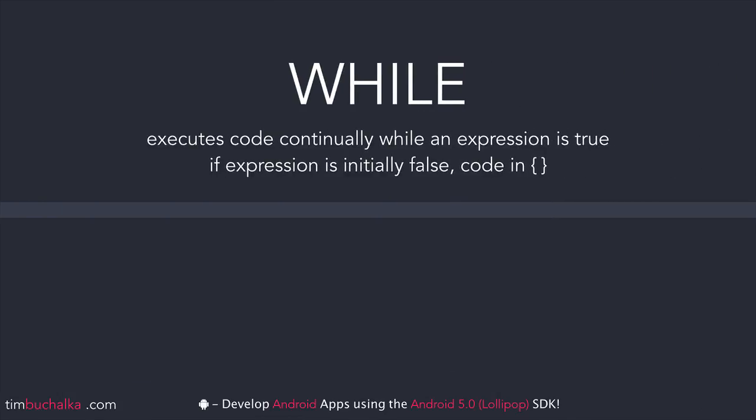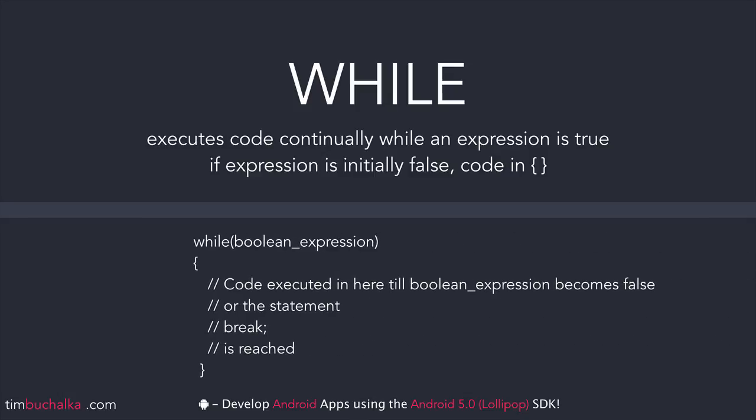So firstly, the while statement executes code continually while an expression is true. So if the expression is initially false, the code in the brackets never gets executed. As you can see on the screen, there's an example of a while set of statements. It starts off with the word while, and then in brackets, there's a Boolean expression. What I mean by that is it has to evaluate to true or false. And the code tutorial I'm about to show you will go through this in detail.